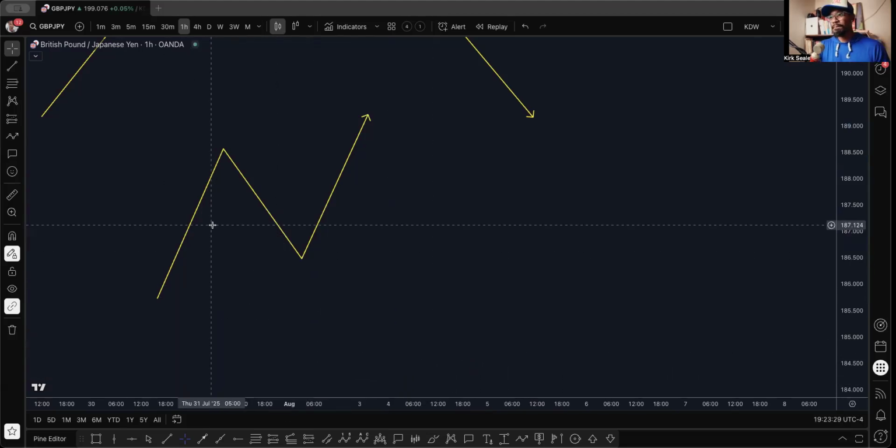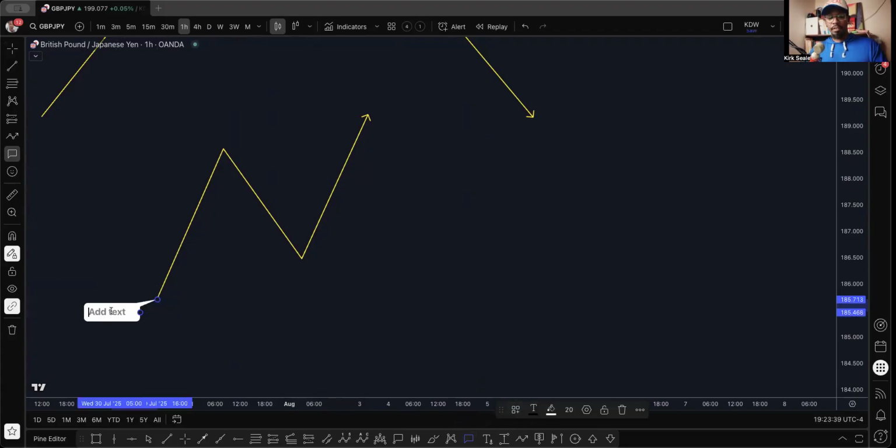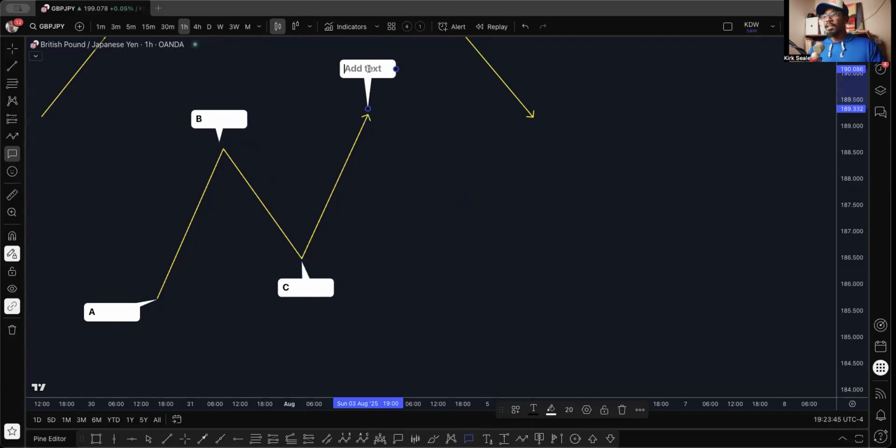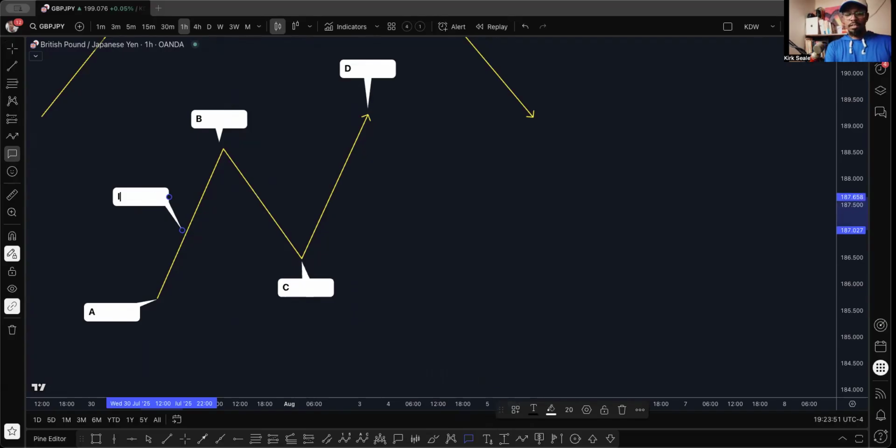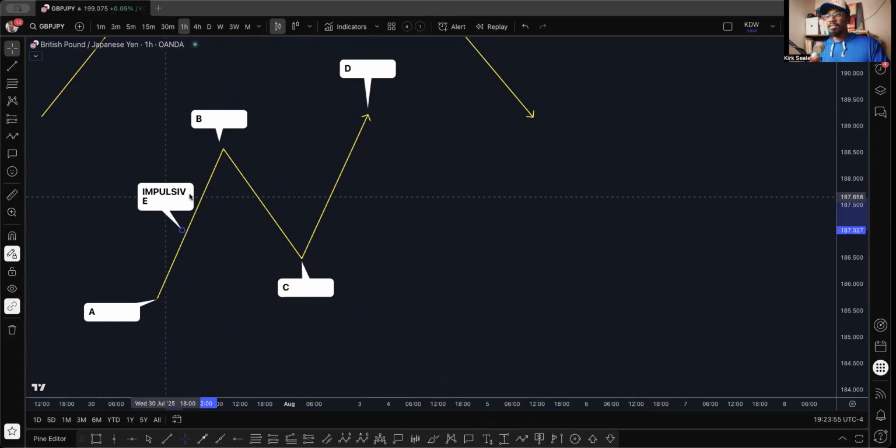So here's the thing. Whenever this pattern is forming, there are going to be three phases attached to it. The first phase, let me just label this right here. We got A, B, C, and D. All right, between A and B, this is the impulsive phase. Right? This is the impulsive phase.